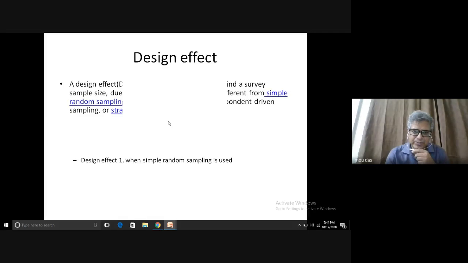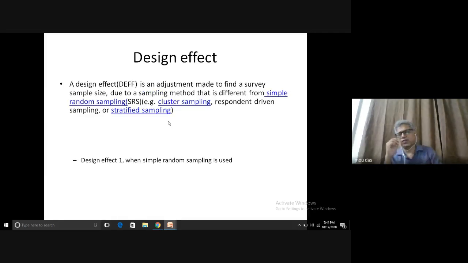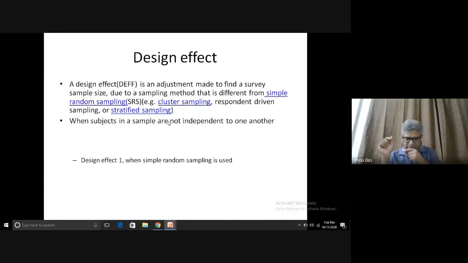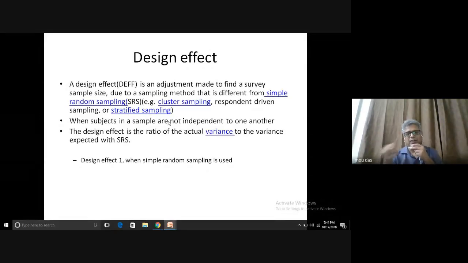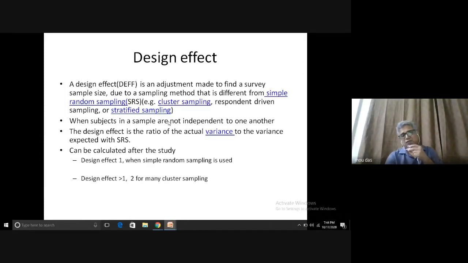Now there is another concept called design effect. It's more for epidemiological studies, single sample surveys, where if you do something apart from simple random sampling, wherein the samples are not independent of each other, it means you don't take individuals as units, rather you take a bunch of individuals as a unit, then you have to increase the sample size by a particular number. That number is nothing but the design effect. It's generally one for simple random sampling, or it's more than one. It may be two for some cluster immunization surveys or cluster sampling.